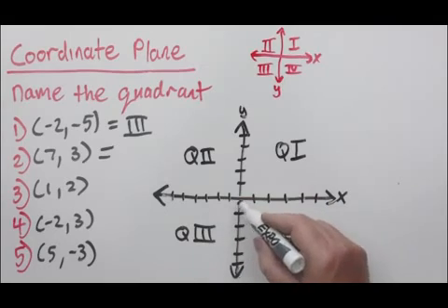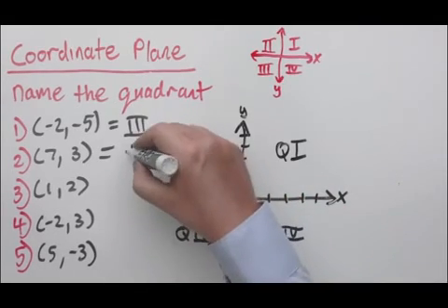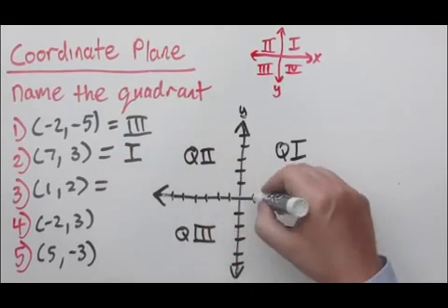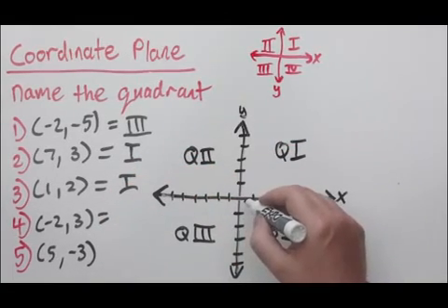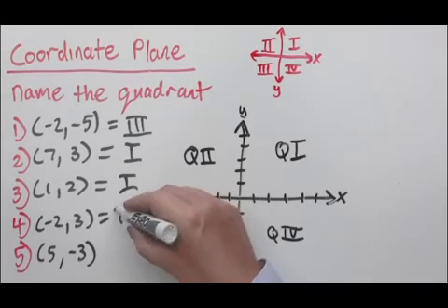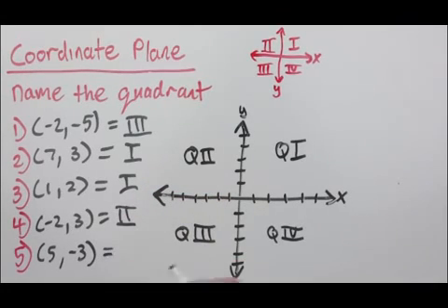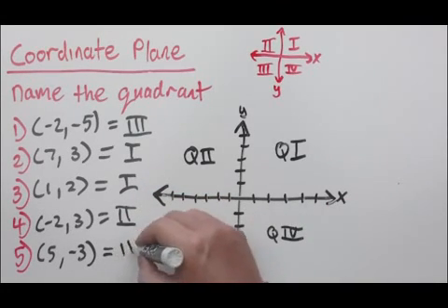See, we're not really graphing it, we're just kind of graphing it in our mind, so that would be over and up. So that's quadrant 1. See, 1, 2 would be over 1, up 2, so that's also quadrant 1. Negative 2, 3 would be back 2 and up 3, so that's quadrant 2. 5, negative 3, so that would be quadrant 4.